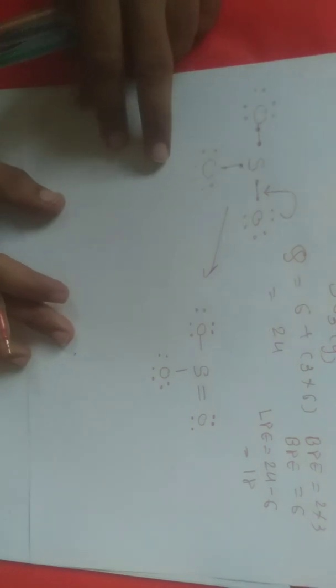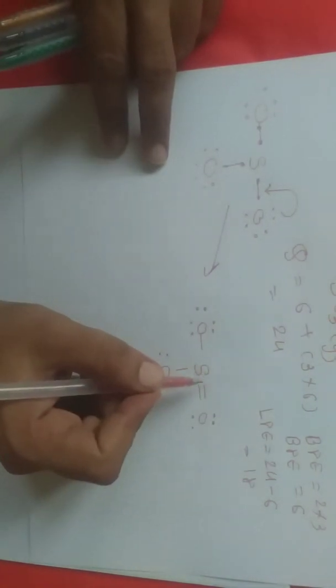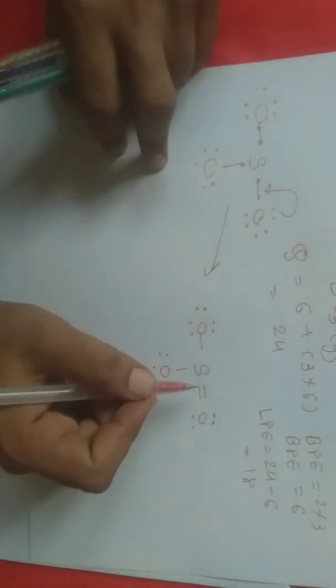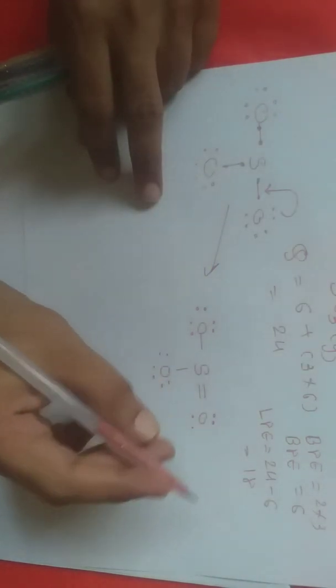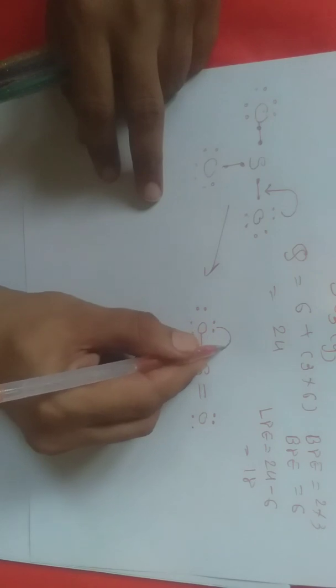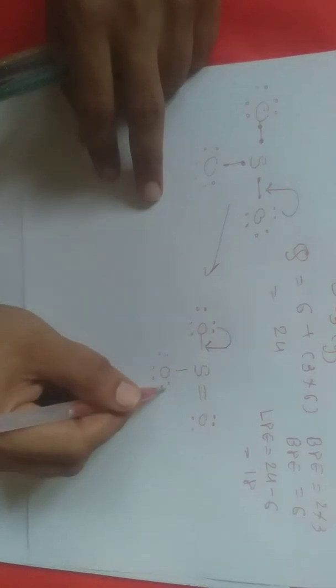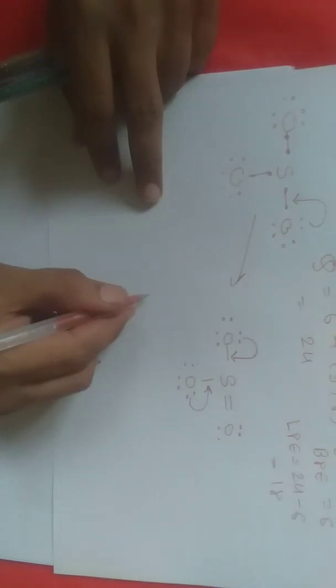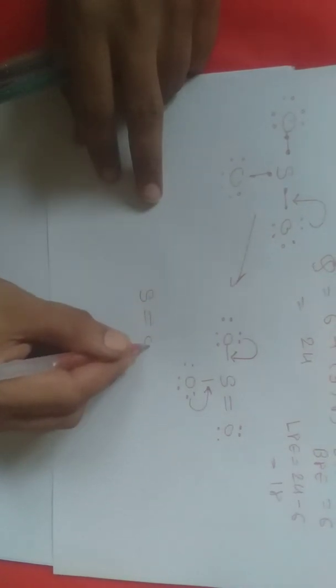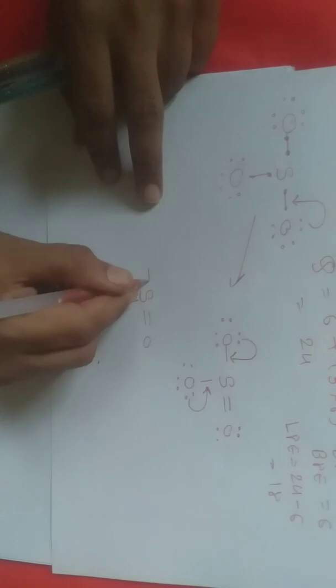Now we know that the octet of sulfur is already maintained, but still the maximum valency of sulfur is 6. So in order to maintain this maximum valency, it will again make a double bond with these 2 oxygens, and I will get the final structure of sulfur like this.